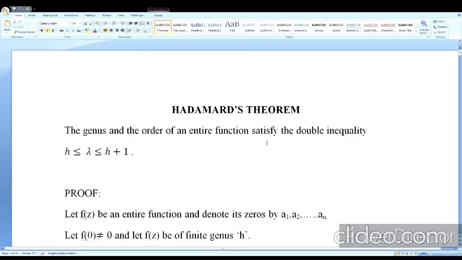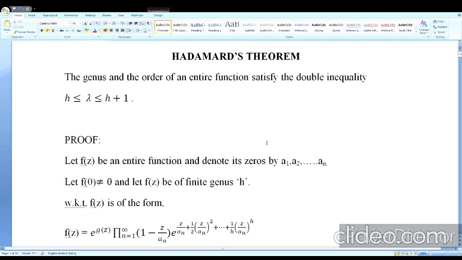Let f(z) be an entire function and denote its zeros by a1, a2, etc., an. Let f(0) is not equal to 0. That is, 0 is not a zero of the entire function f(z). And let f(z) be of finite genus h.